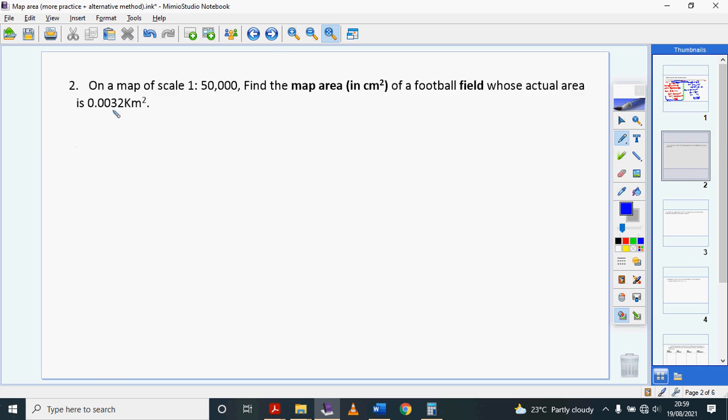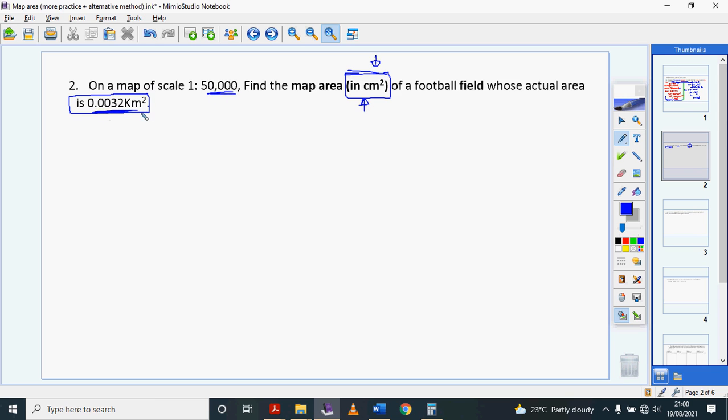On a map scale of 1 to 50,000, find the map area in centimeters squared of a football field whose actual area is that many kilometers squared. Okay, so they want me to find the map area in centimeters squared, but they've given me an area in kilometers squared. So the final answer is needed in centimeters squared. However, this scale is in centimeters, and this distance is in kilometers squared.